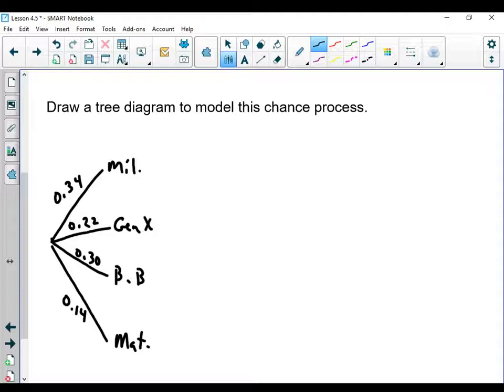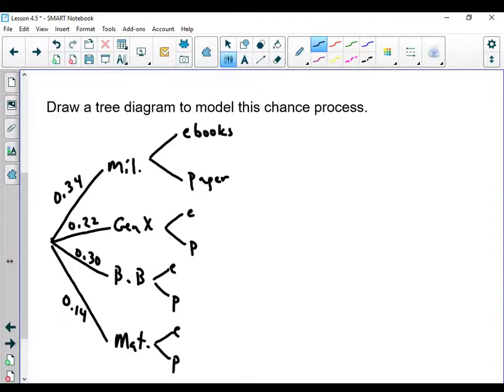All right, the second thing is, now that we remember which category they were in, we asked them basically, do they read more ebooks or more paper books? So for each one of these, there were 2 things. It would have been ebooks or paper books. And that would be true no matter what group we were looking at. So those would be the branches off of each of the different age groups.